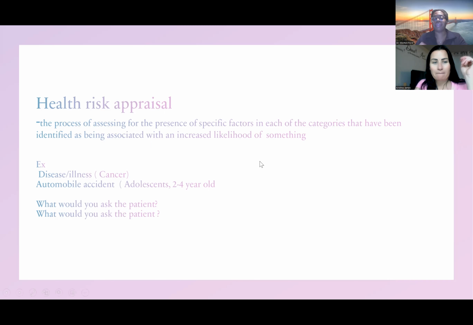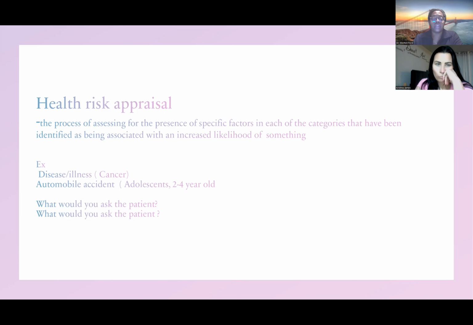So when you're taking exams, make sure you identify what the concept is. Like, what are they talking about? Here we're talking about health risk appraisal. We're assessing the risk. And then a step further, what is our population? Is the population a set of people that have cancer, or a set of people that have diabetes? Are they adolescents? Are they 2 to 4 year olds? Are they elderly? Because your response is going to be different based on the age.